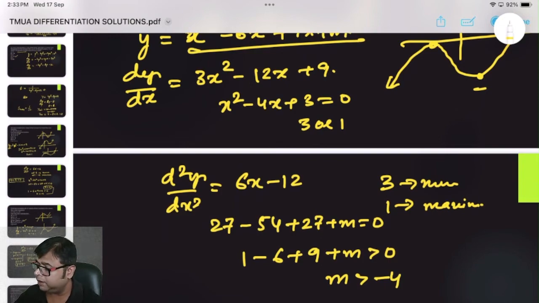Next case is when at 1, in this case, the point of maximum, which is 1, the value should become 0.